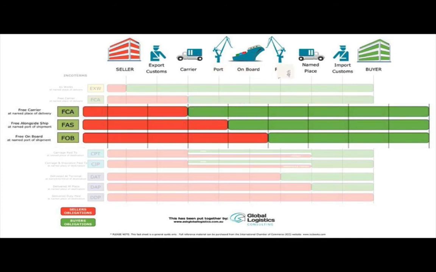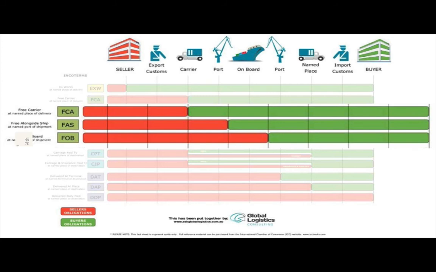The buyer has to pay and bear all the risk to get to the goods here. Free alongside ship names the port of shipment. So here the seller has to get the goods through export customs, onto a carrier, onto a port, and right next to a particular ship. Free alongside the ship. So just next to the particular ship, as soon as it's there, the buyer takes responsibility for getting it on board and getting it to himself.